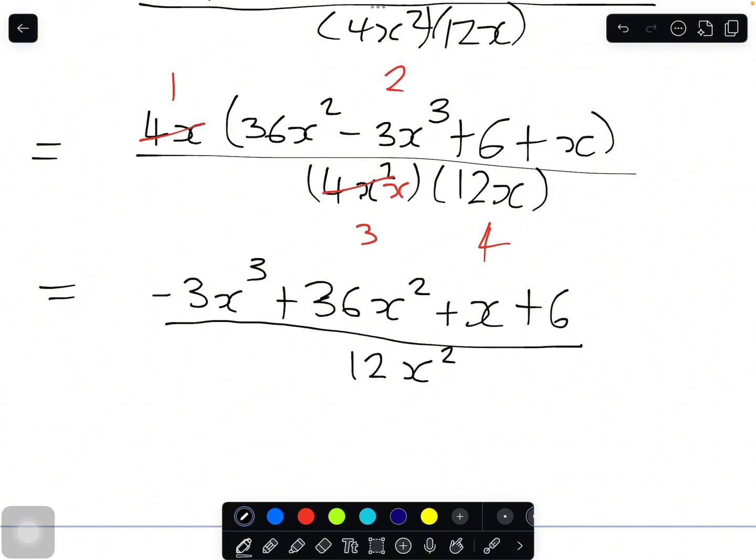12x squared. Now, when looking at our numerator, is there any term that can go into all of these terms? And the answer is no, because this x has a 1 in front of it. So 3 can't go into all of them. We can't say x goes into all of them because this 6 does not have an x. So this would be our final answer.